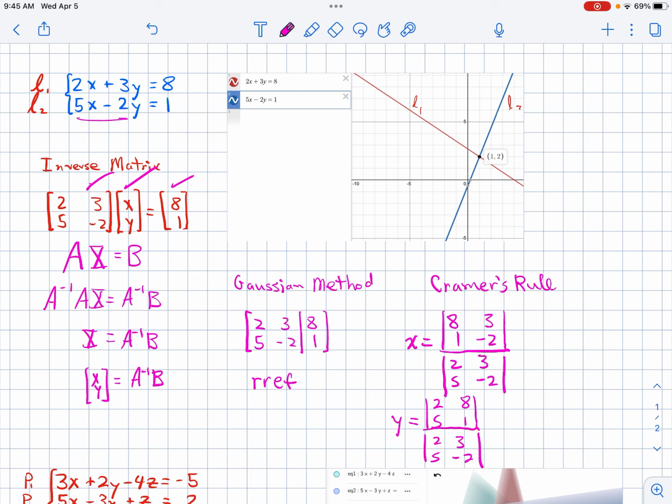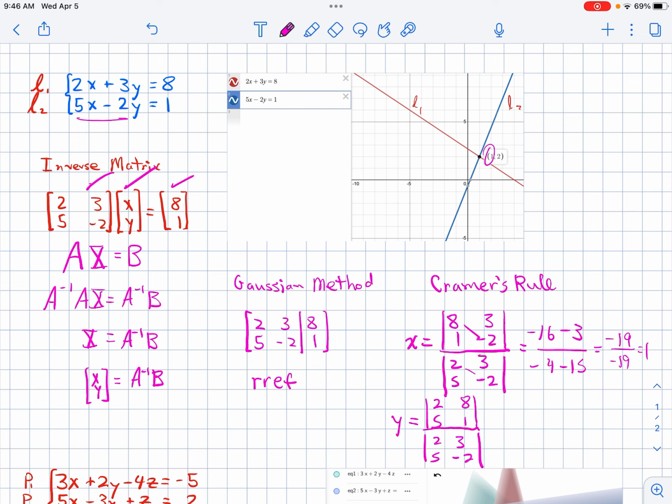See? So notice this is going to be negative 16 minus 3 over negative 4 minus 15. See? Just doing the determinant. And this is going to be, let's see here, 16, 17, 18, 19, negative 19 over negative 19, which is 1, okay? X is equal to 1, which we knew that was the case.